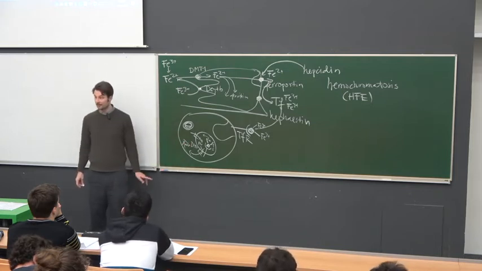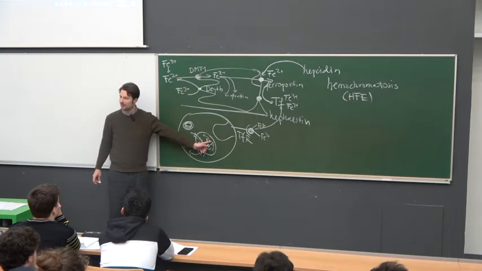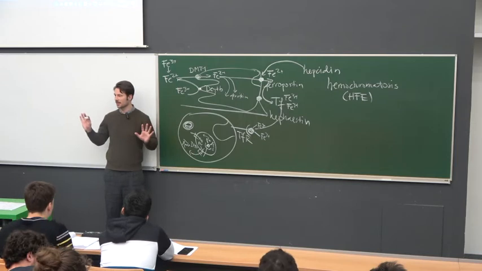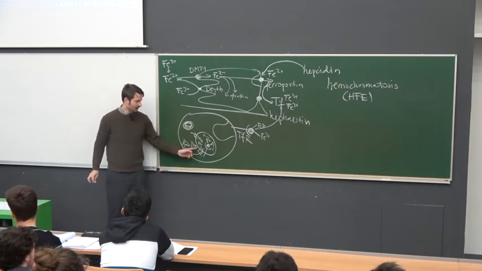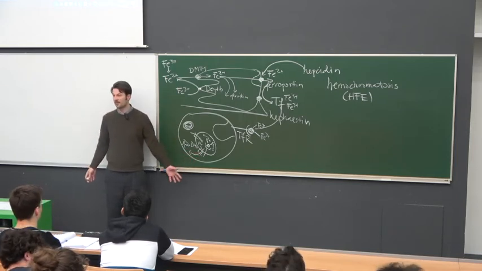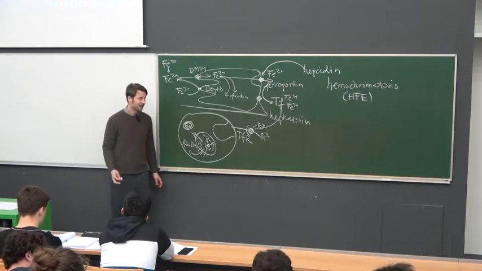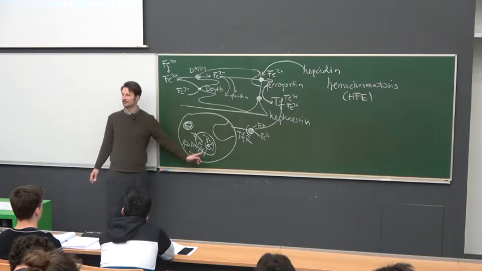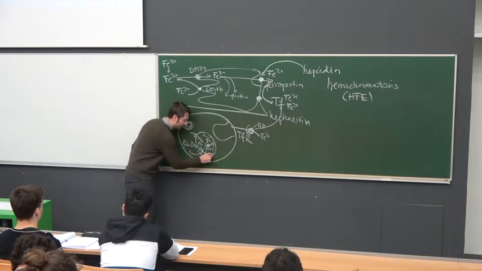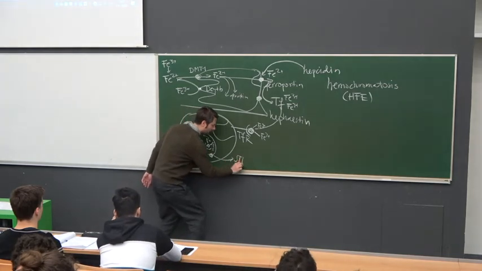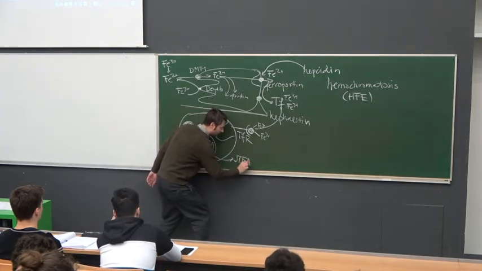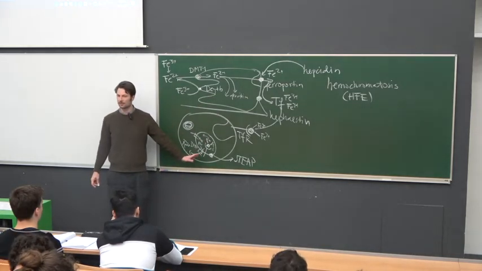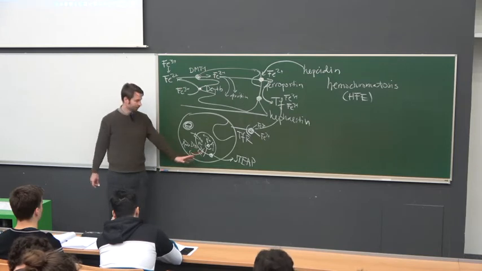Once again, we need to change iron 3 into iron 2 because DMT1 only accepts divalent metals. So we need to have something that reduces it. Now, it is not very clear what reduces iron in these vesicles. It looks like it could be a protein, but it's still a candidate reductase. It's not clear whether that's it.